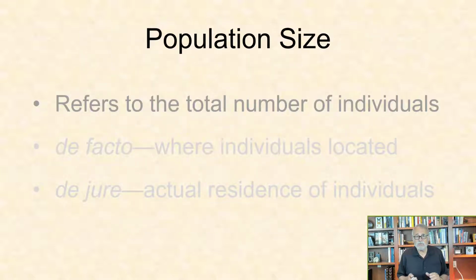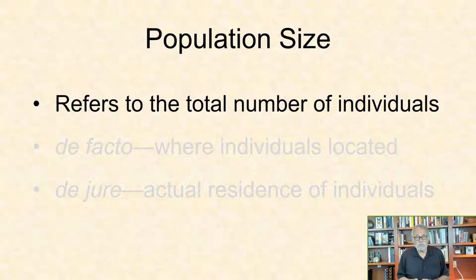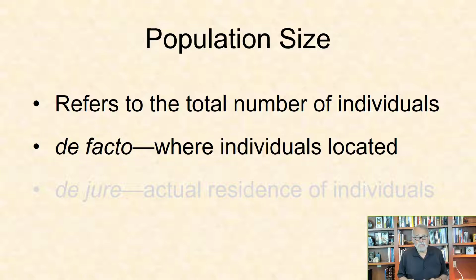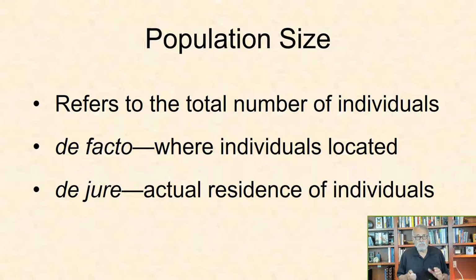Population size. This refers to the total number of individuals. We have de facto population, where individuals are located, and de jure population, which is the actual residence of individuals. These terms and concepts obviously were created in the context of human population studies, but at least in principle, these could also be applied to populations of some non-human species.